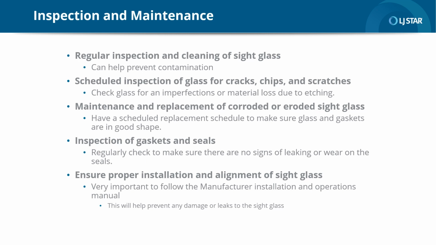You want to also inspect gaskets and seals. You want to make sure that when you're looking at those gaskets that you don't see any drops of fluid. It's pretty easy to see if there's a leak. In many cases, you'll see something as simple as just a small drop of fluid around the gasket. You may see something a little bit more of a flow instead of just a drop, but you want to make sure that there is no leaking whatsoever or wetness around those gaskets and seals. And again, it's pretty simple to just go up and look once a month, twice a month, and verify that there is no signs of leaking or wear. And you also want to ensure proper installation and alignment of the sight glass.